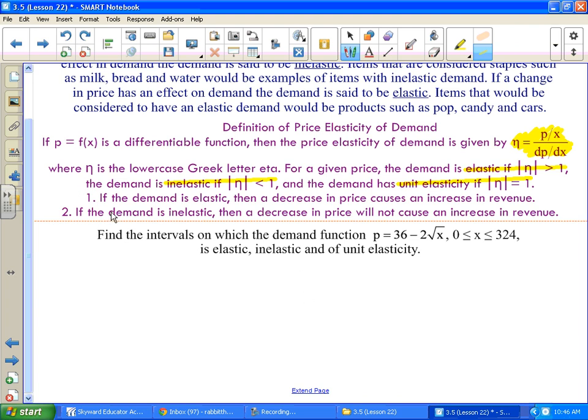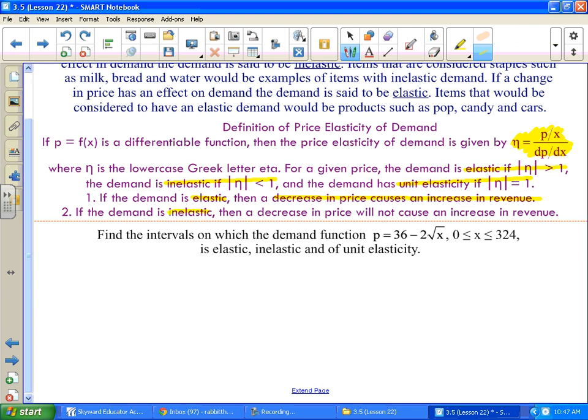Now these two points are where it comes in handy. If the demand is elastic, so if it's something like a car, then a decrease in price causes an increase in revenue. So if I decrease the price, more people are going to buy it, right? And I'm actually going to end up making more money. Even though I lowered the price, I'm still going to make more money. So that's the first thing that I would probably highlight here. If it's elastic, decrease in price causes an increase in revenue.